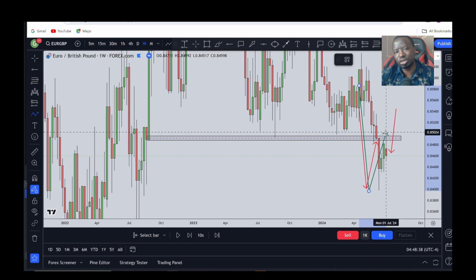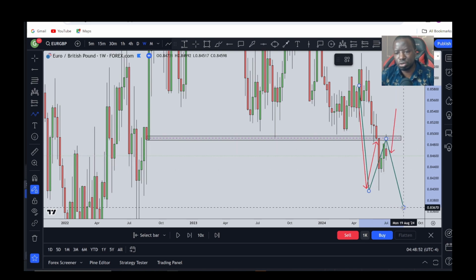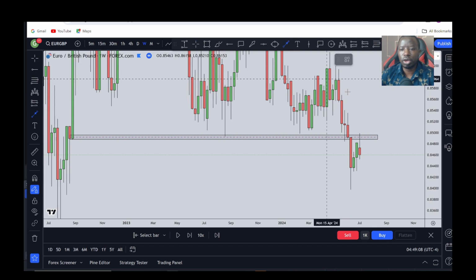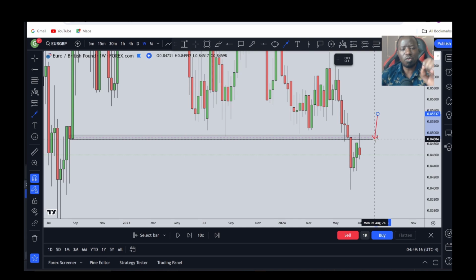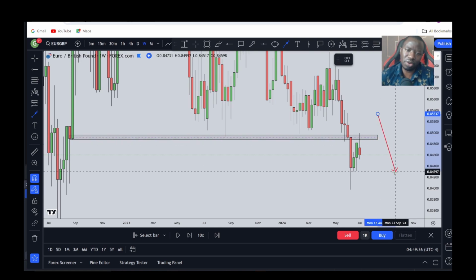And after the impulse and correction, what do you expect? We expect another impulsive move in the market to complete the impulse correction impulsive move in the market. And so we expected price to drop from here to the downside. And also you can see clearly that this was a bearish close after retesting this resistance area, confirming that further bullish moves had been rejected, and now price was in the phase of a potential bearish move to the downside.